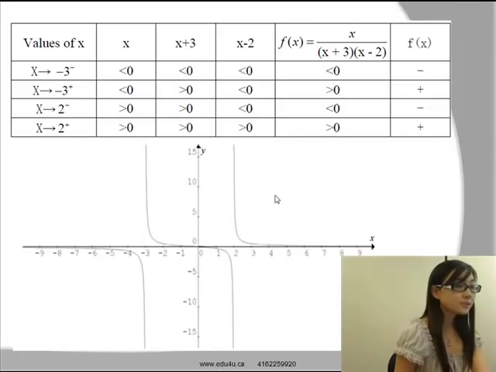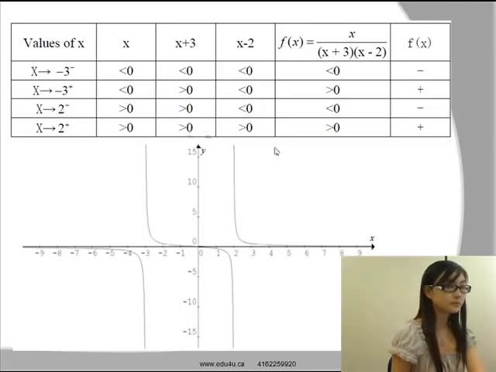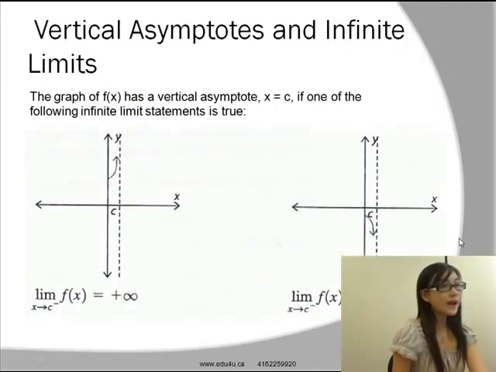After we do this, we can map out our graph. When x is approaching negative 3 from the left side, we got a negative value. When x is approaching negative 3 from the right side, we got a positive value, so something like this. When x is approaching 2 from the left side, we also got a negative value, and when x is approaching 2 from the right side, we got a positive value. And this is what the graph looks like.